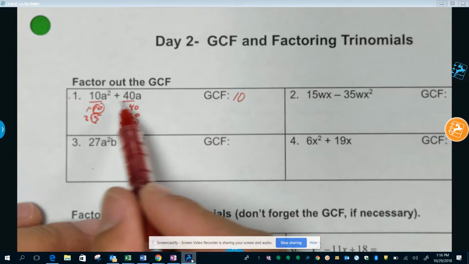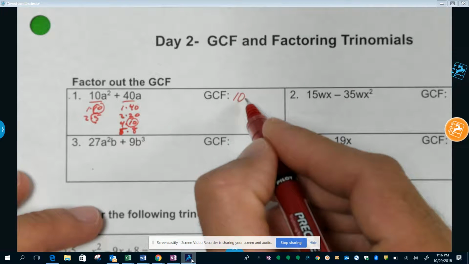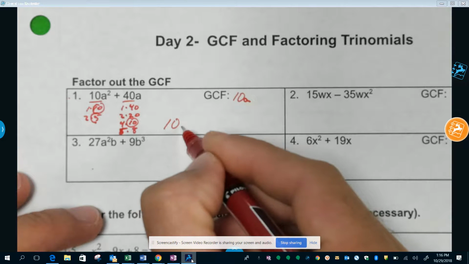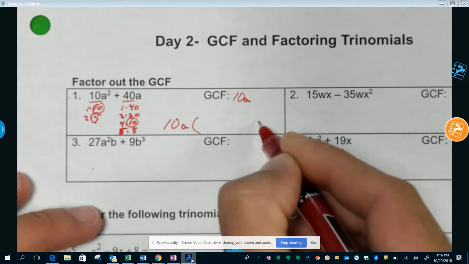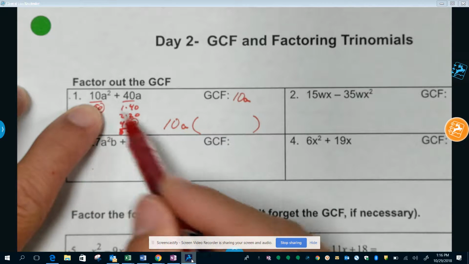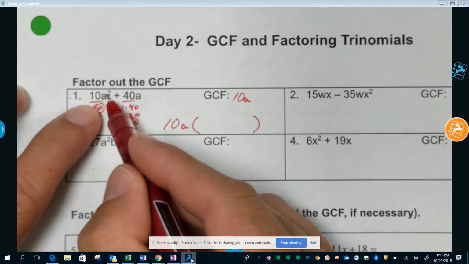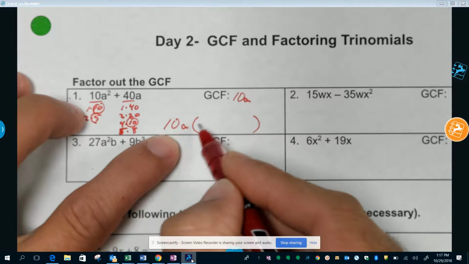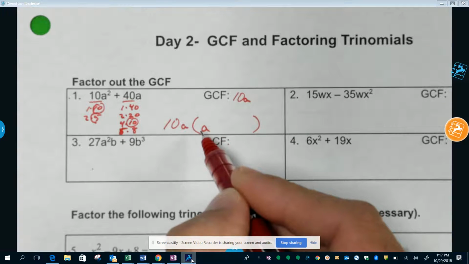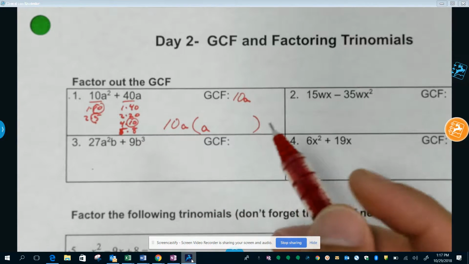Now, if you're looking at your a's as well, we've got a squared and we've got a. How many a's do they have in common? They both have at least 1. So my GCF there is 10a. Now, if I'm going to factor this, and I take out a 10a, you still need a parenthesis to tell me what's left over. So 10 divided by 10 leaves me with a 1 left over. And if I had two a's and I took one of them out, there's still 1 left over. So if you want to put 1a right here, you can. It's not necessary to put the coefficient of 1 in front of the a.